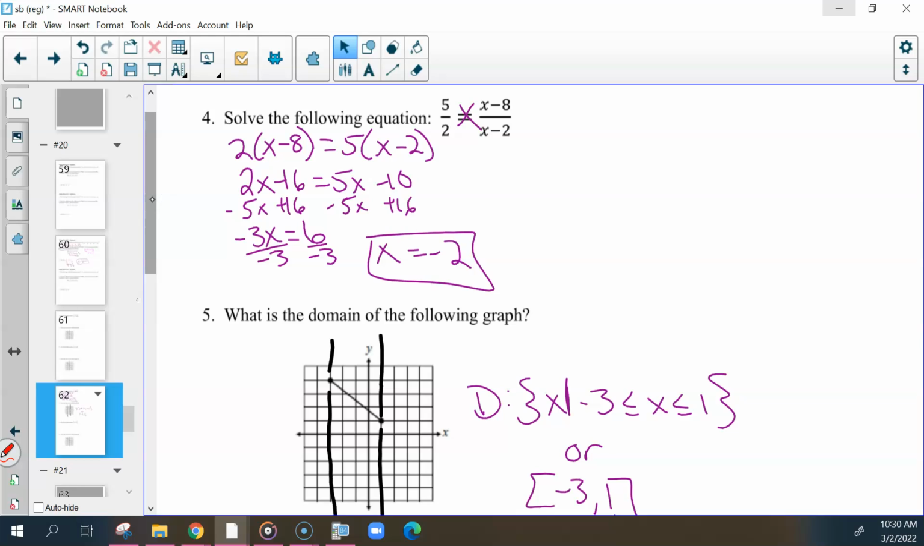Number 4, you need to cross multiply. So 5 times x minus 2 and 2 times x minus 8. Distribute on both sides. From here, it doesn't matter the order in which you start solving this. It also doesn't matter if this was over here and vice versa. As long as once you start solving this, you get -3x equals 6. Divide both sides by -3 to get x equals -2.